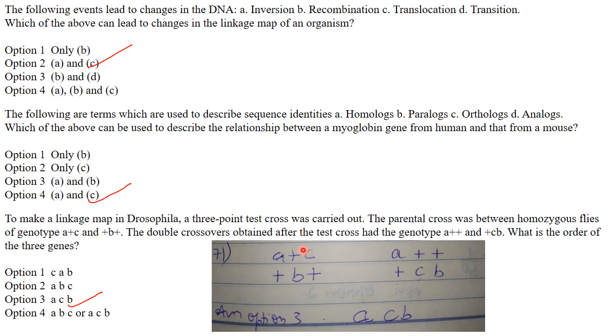See, C gene has moved from this region to this chromosome, and the C allele is on the same chromosome as the recessive plus and B alleles, and it has come along with B. So the middle gene will be the one which moves from one sister chromatid to the other in a double crossover event. So here C will be the middle, so it will be ACB. Answer is option 3.